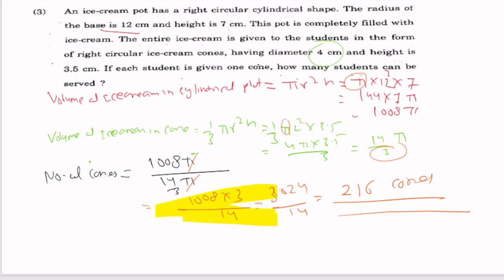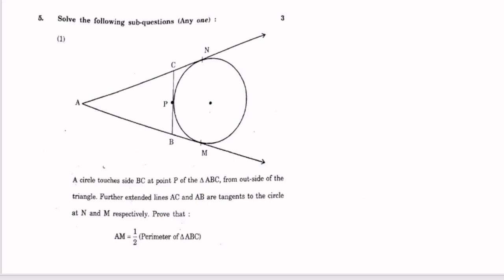Okay. Now let's move to the next question. Here, solve the following sub questions. Any one. It says any one and 3 marks. It means each question is 3 marks. What is this question? It seems to be very interesting.